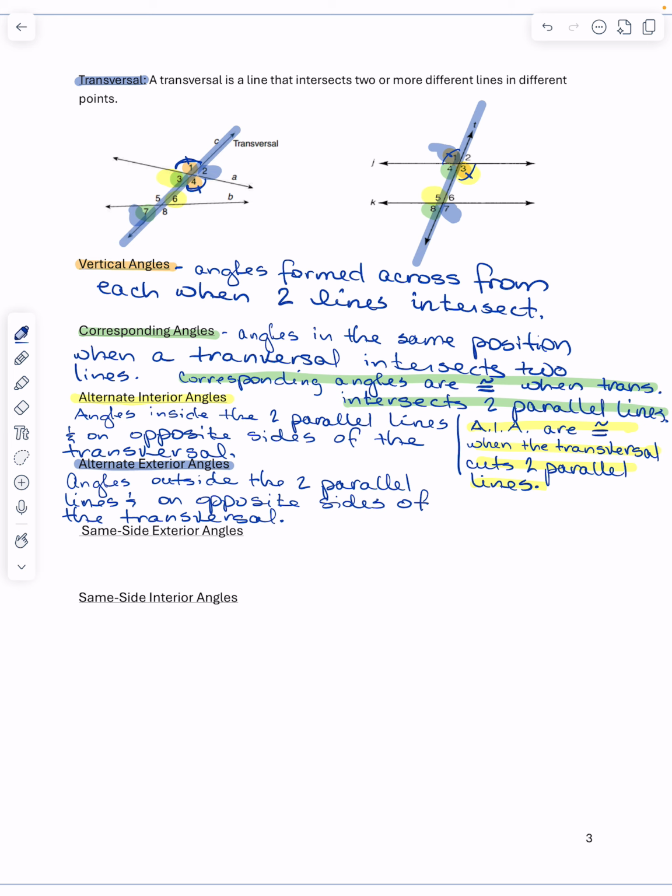And then we got the same thing over here. Alternate exterior angles are congruent when the transversal, and I'm going through these quickly. Identifying them is what's important in the homework, not these properties. But they're out there, so I figured we'd cover them.